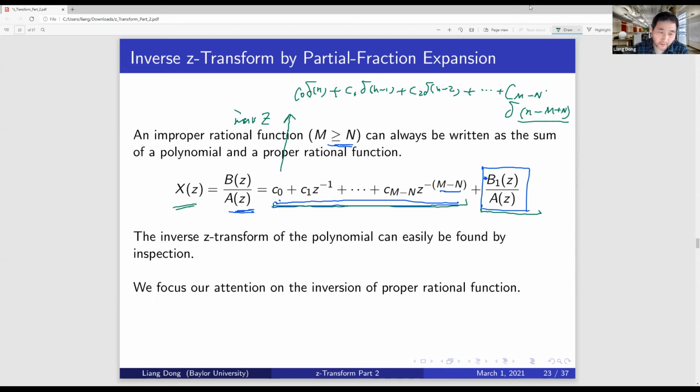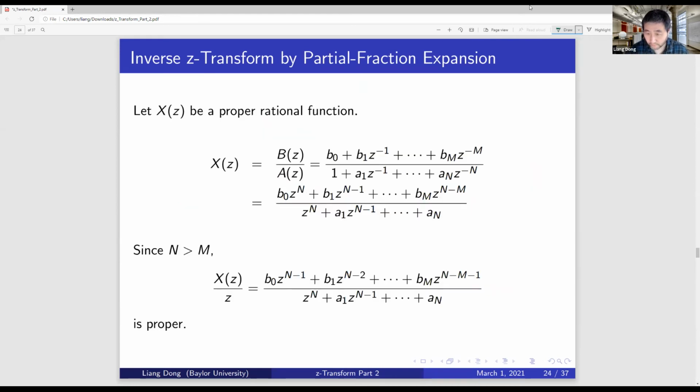Very simple. Now what we have left here is this proper rational function. We also want to do an inverse Z transform for this one, and then you just add those two parts to find the inverse Z transform of X. Now let's focus on a proper rational function. X(z) is a proper rational function, B over A. So we write it in this polynomial form. Since it's a proper rational function, n is strictly greater than m.